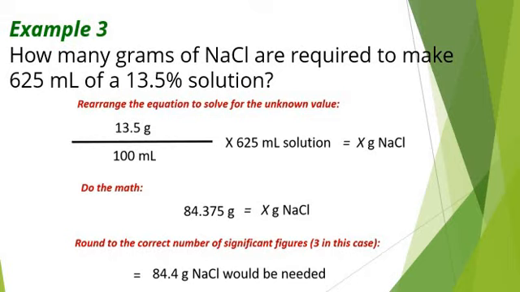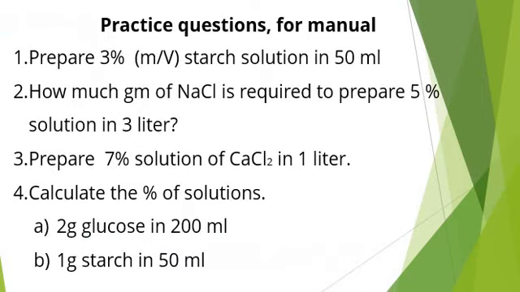After rearranging the equation, we get the answer, 84.375 gram, which when we round off to the correct significant figures, 3 in this case, gives 84.4 gram, and it needs to be dissolved in a total volume of 625 ml of solution. These are the practice questions for the numericals. You have to prepare these types of solutions, calculate them, and mention your answer in the Google class as a separate assignment. Thank you. The next section will be on dilutions.